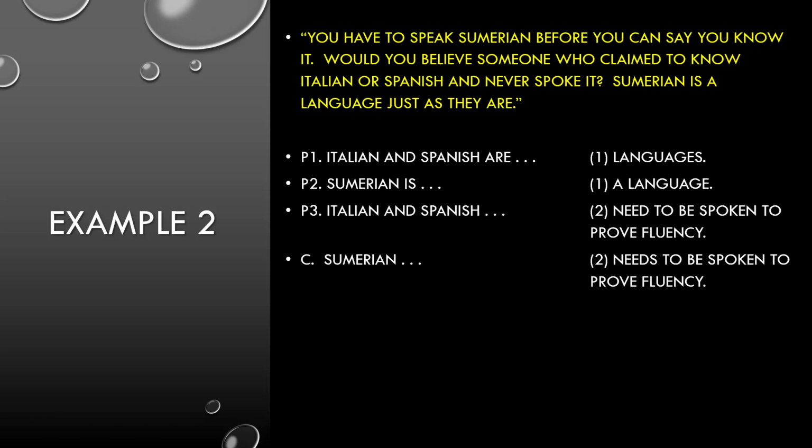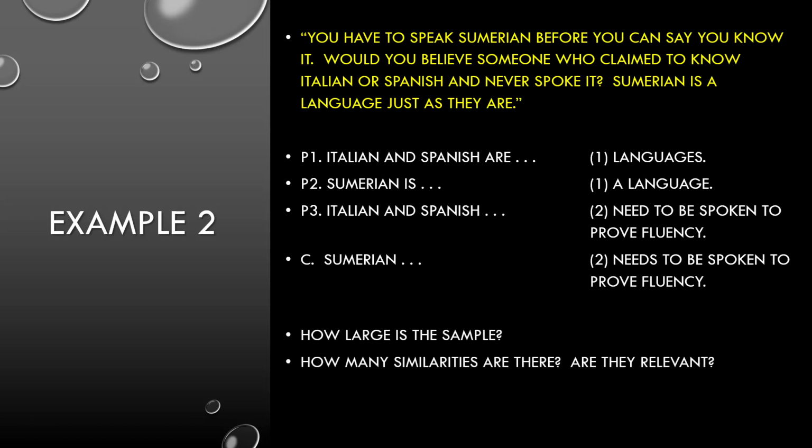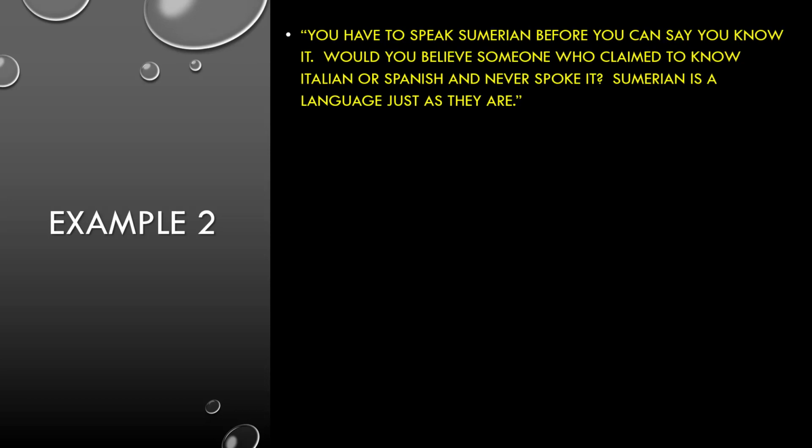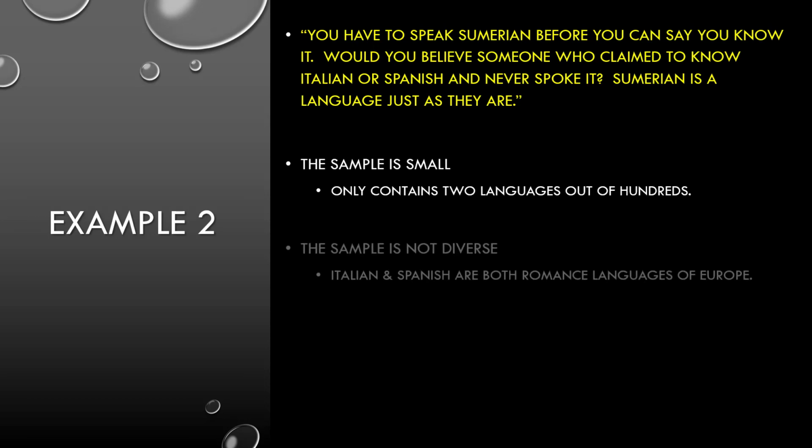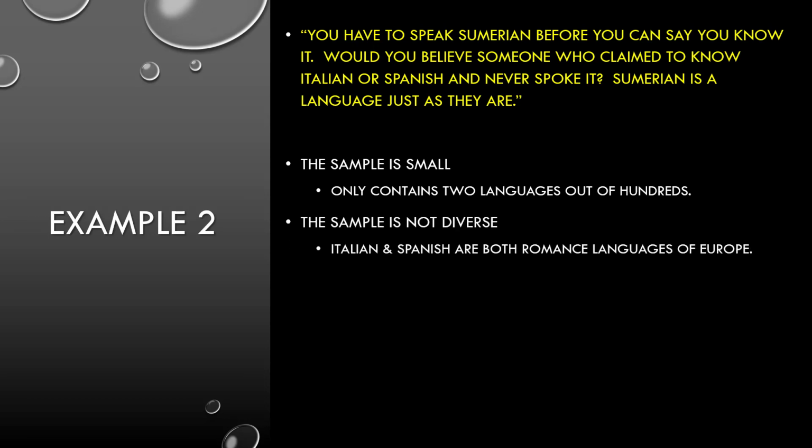Now, there are a bunch of questions that we could actually ask here. How large is the sample? How many similarities are there, and are they relevant? Is the sample diverse? And how many dissimilarities are there? So let's go ahead and evaluate a little bit. In this example, the sample is actually pretty small. It only contains 2 languages out of hundreds. An analogy would be a lot stronger if we actually included more languages. The sample is also not very diverse. Italian and Spanish might be different languages, but they're both modern Romance languages spoken in Europe. We could always pick languages from other places in the world.